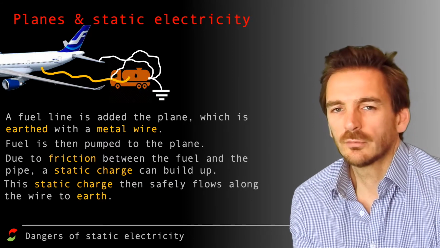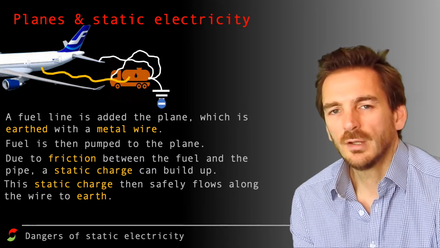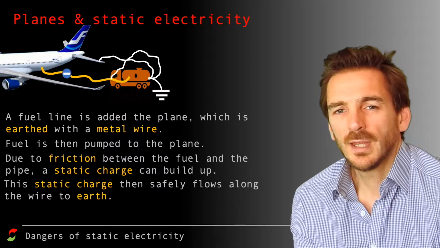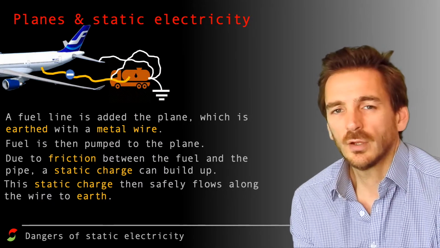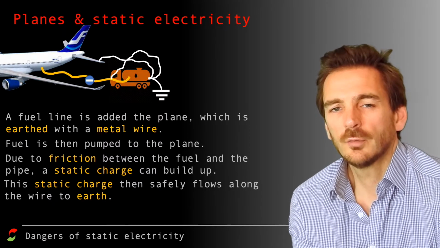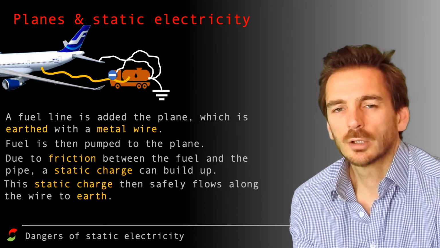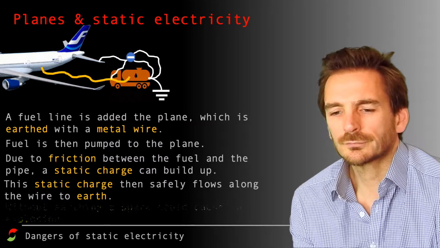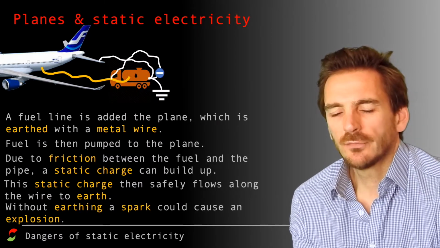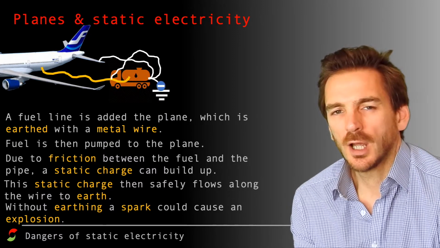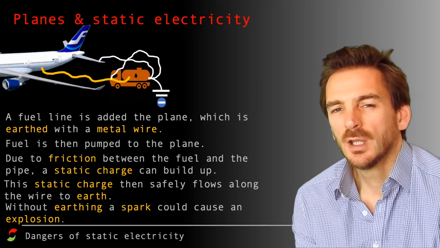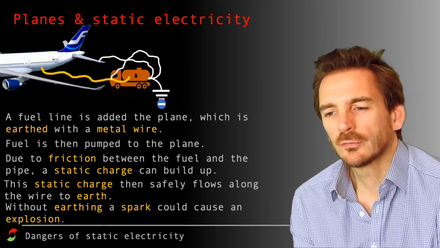So this is what happens to that excess charge. Here we've got the excess charge building up in the fuel, and then because it's attached to Earth, it will just flow nice and safely to Earth without giving time for that charge to build up. No spark, no explosions. So all the key words there are highlighted, and if you ever get a question about refueling and safety, try to mention as many key words as possible.